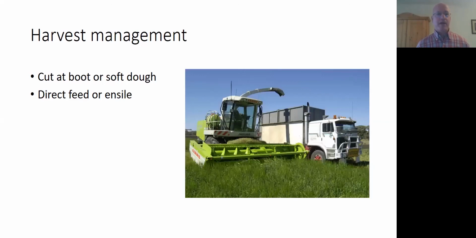And then harvest management, obviously there's a difference because you're harvesting earlier. So you cut at boot or soft dough. And just as an example, as I said before, soft dough is maybe 2 or even 3 weeks before physiological maturity. And then you have to add another 2 or 3 weeks after that before it's harvest ripe. And so the harvest might be occurring a month or even a month and a half earlier than would happen with a grain crop if you compare cutting at soft dough versus harvest ripe. And then, of course, the ultimate use of the product is different in that it can be direct fed or ensiled.